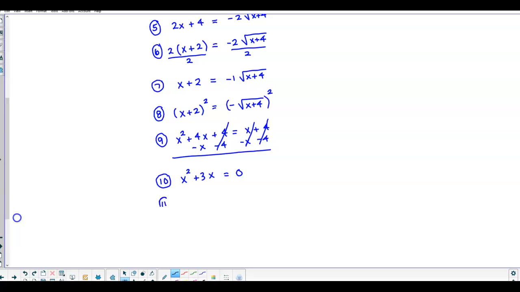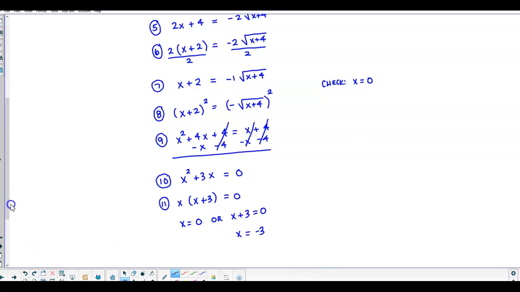So now we're going to factor out an x, and what's left is x plus 3, which is equal to 0. So we have x equal to 0, or x plus 3 equal to 0. So therefore, x is going to equal negative 3. Okay, so now we need to check to make sure that both of our solutions work.